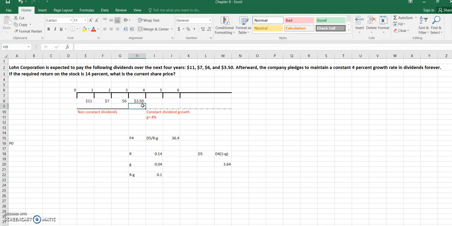So here I'm gonna plug in my variables. I'm gonna just put in my price at the end of year 4. So the price is 36.4. Now we're ready to calculate P0. We have all of our cash flows.